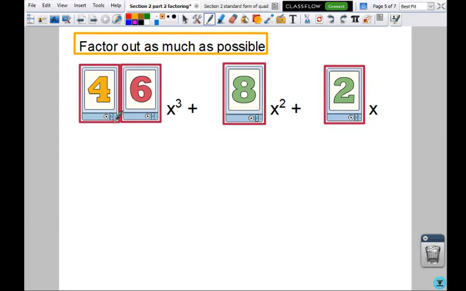Let's do it in 46, because they're all even, right? My greatest common factor. It's 2. It's 2x. But then let's look, is there an x in each one of these? Are there 2 x's in each one of these? No. So we're gonna divide out by 2x.